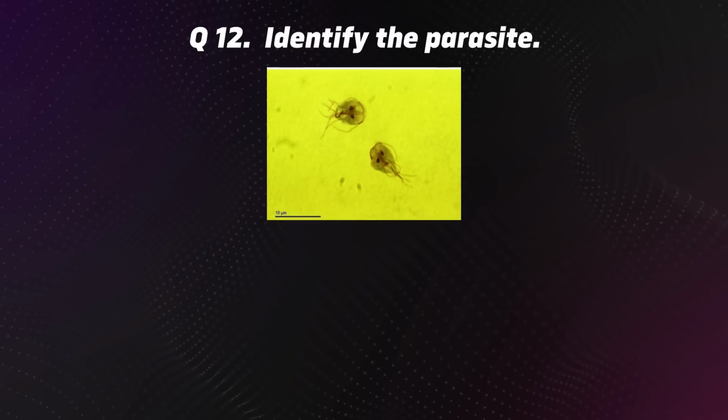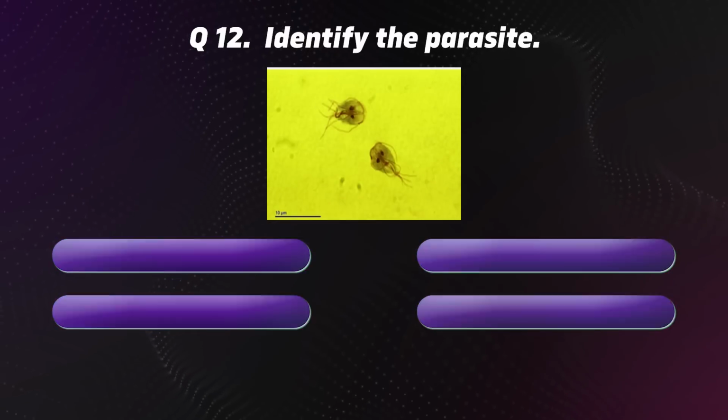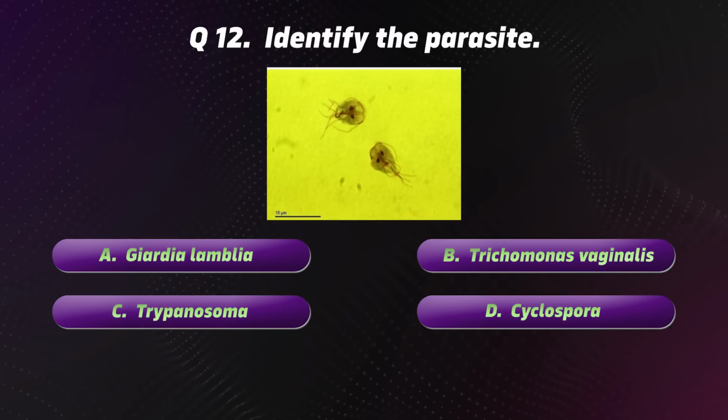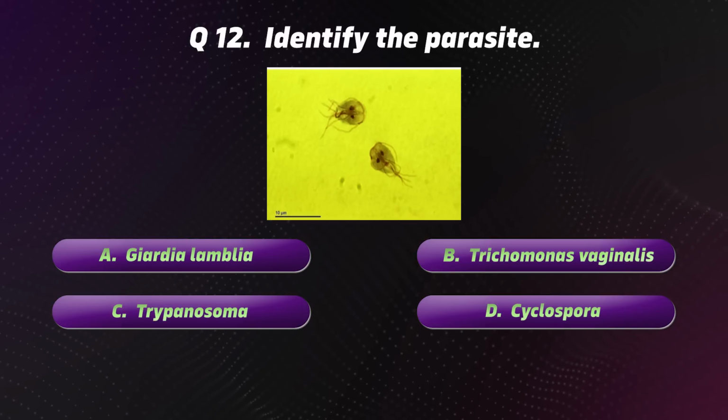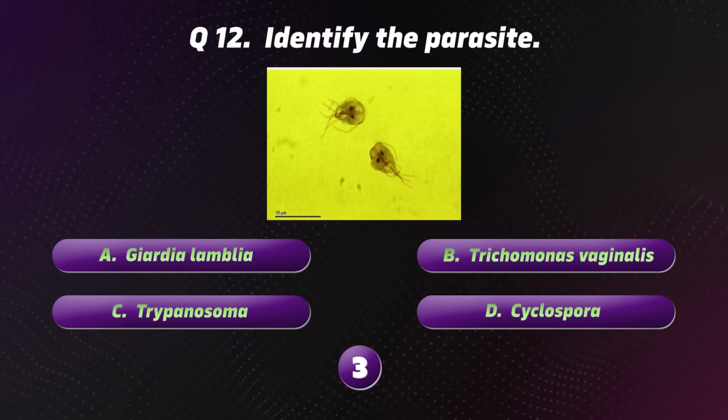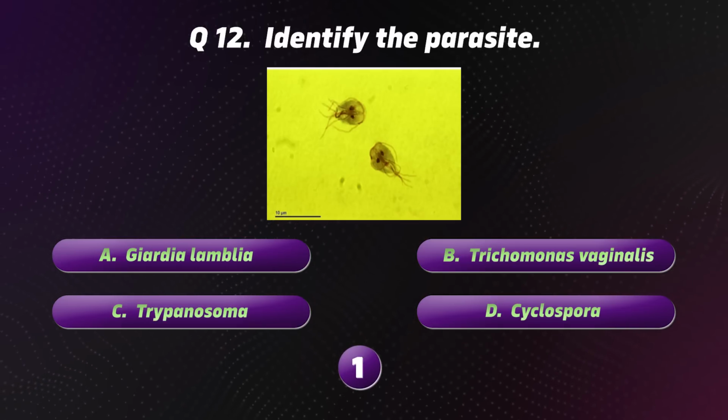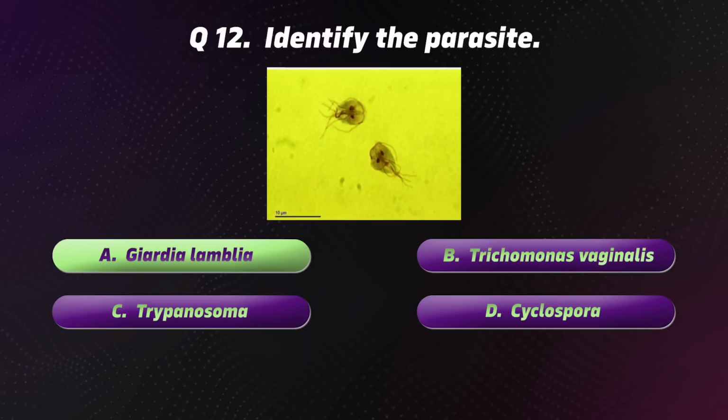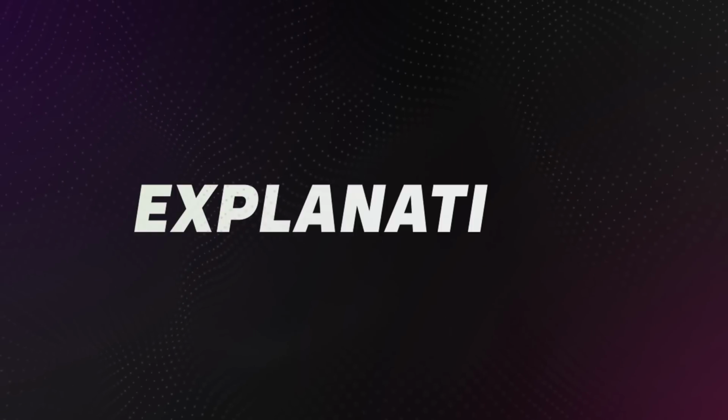Question 12. Identify the parasite. Here are the options. A. Giardia lamblia. B. Trichomonas vaginalis. C. Trypanosoma. D. Cyclospora. And the correct option is A. Giardia lamblia. Here is the explanation.